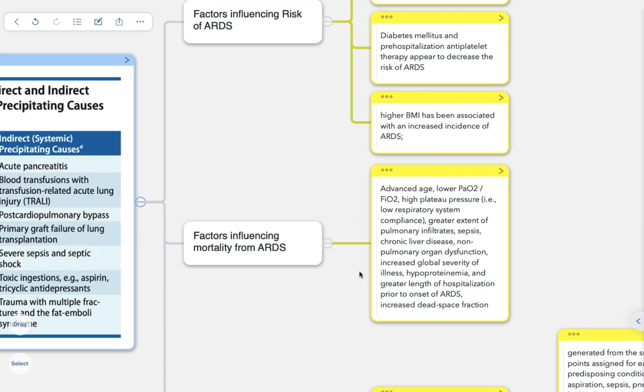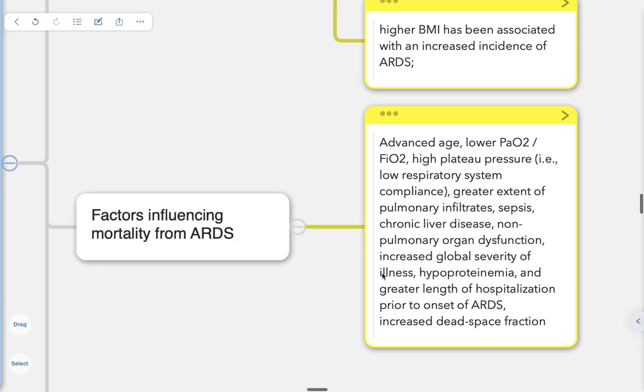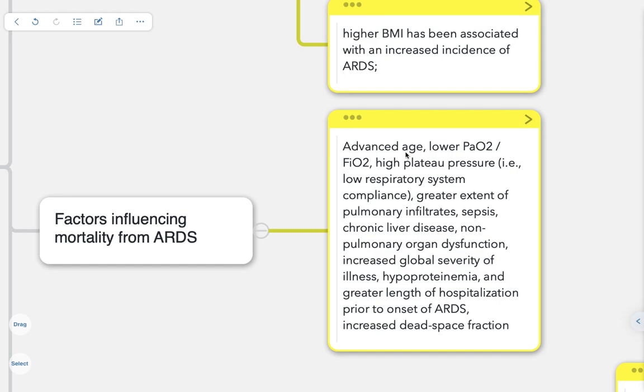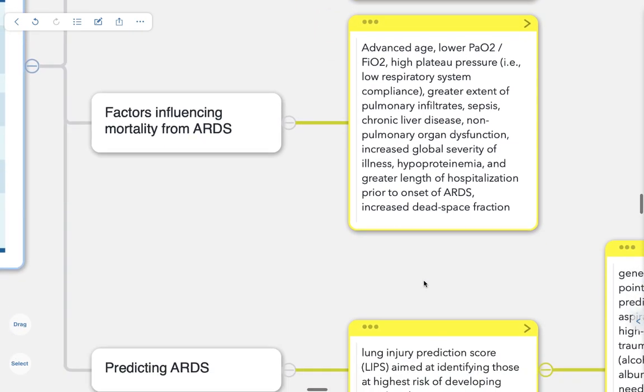Then the factors which cause an increase in the mortality include advanced age, a lower PF ratio, a high plateau pressure, which signifies a low respiratory system compliance, greater extent of pulmonary infiltrates, sepsis, chronic liver disease, non-pulmonary organ dysfunction, increased global severity of illness, hypoproteinemia, greater length of hospitalization prior to onset of ARDS, and increased dead space.